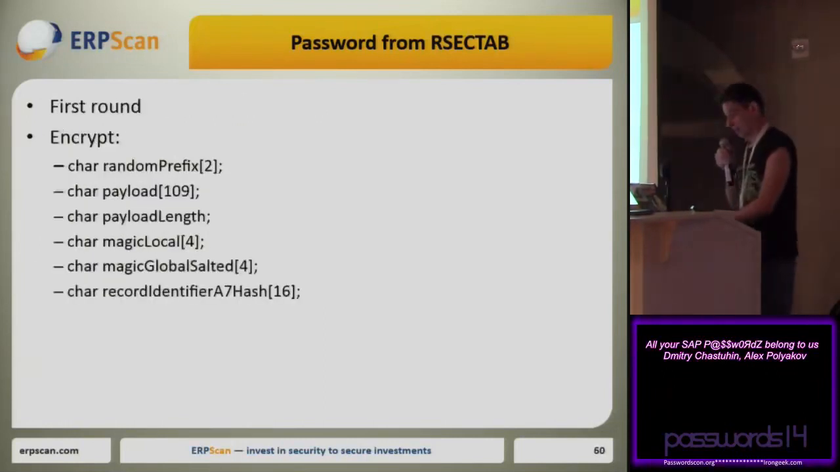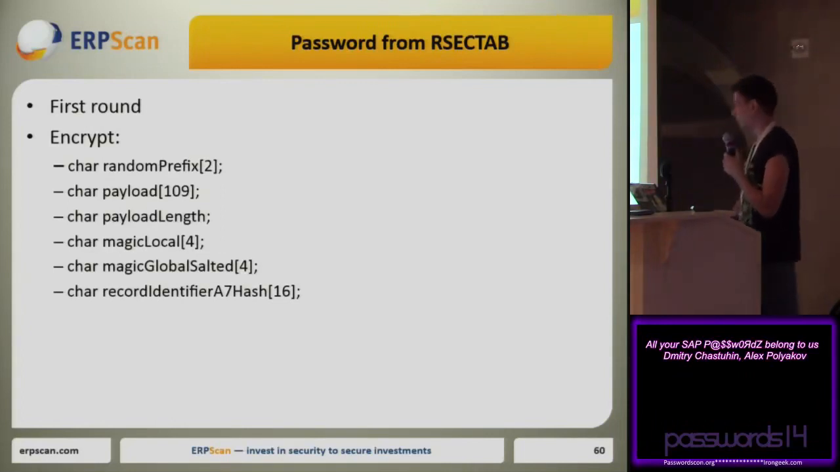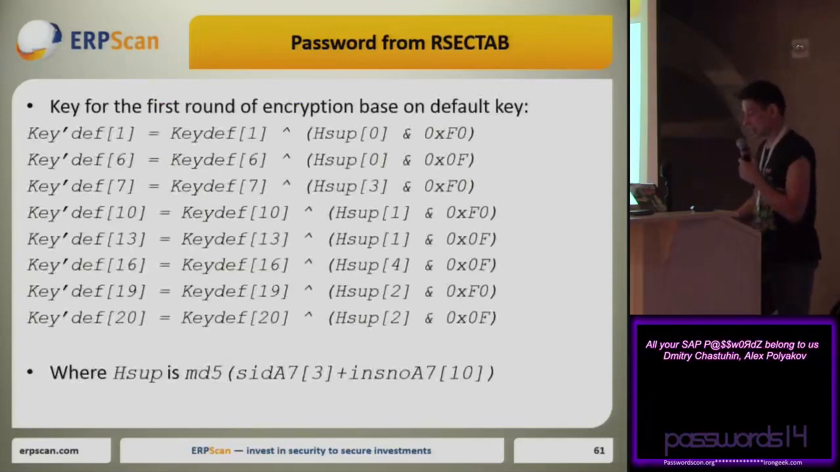encryption. In the first round, SAP encrypts only part of our data: the random prefix, payload length, etc. The key for first round encryption is generated dynamically, based on the default key, which is XORed with the MD5 hash of the SID of the system and the installation number. About the default key, I will tell a bit later.